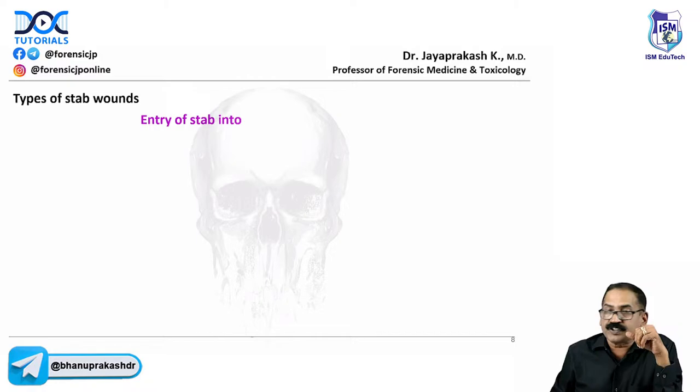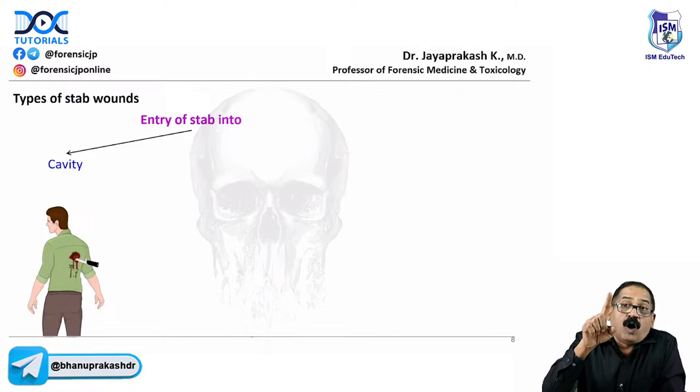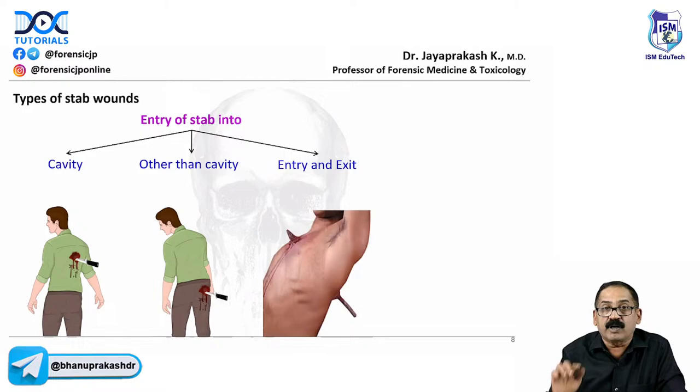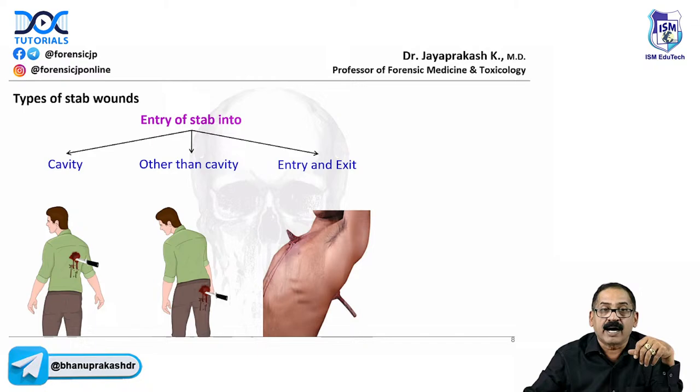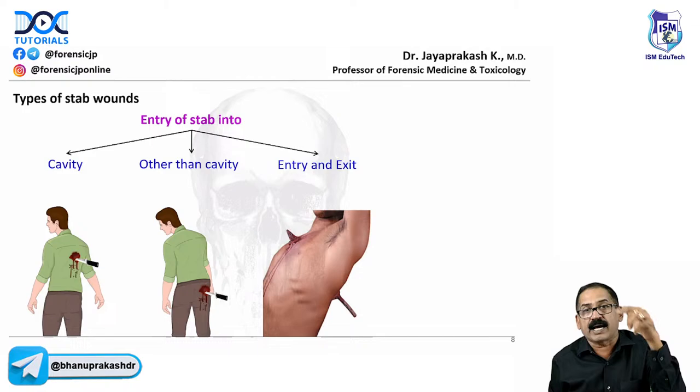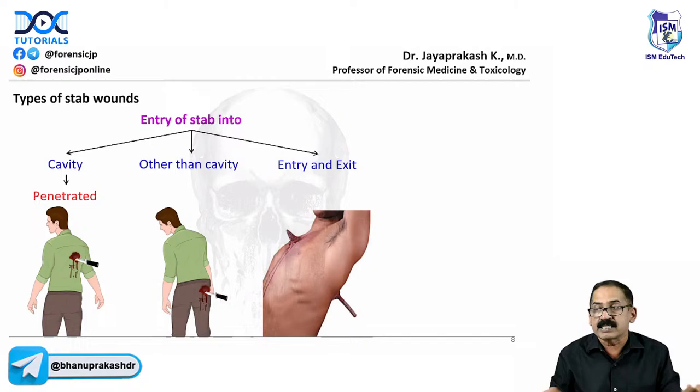Entry of a stab wound: it may enter into a cavity, or other than a cavity, or it may come out from the other side of the body. Entry and exit. Depending on that, it is classified under three broad headings. If it enters into any cavity like the cranial, thoracic or abdominal cavity, it is known as a penetrated wound. Only major cavities of the body. If you put your finger into your nasal cavity, it is not a stab wound.